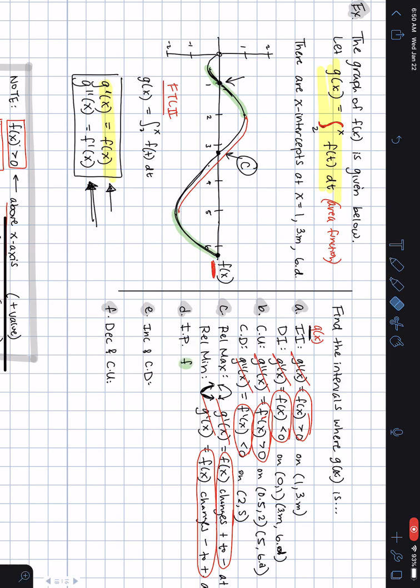So, we want the inflection point of G. I'm being crazy right now. The inflection point of G. That means that G double prime equals 0 and it switches signs. Okay, but we're dealing in terms of our f function. So G double prime is just another way of saying f prime. So it's where f prime of x equals 0 and switches signs.